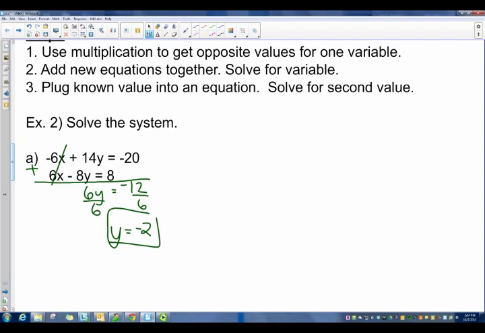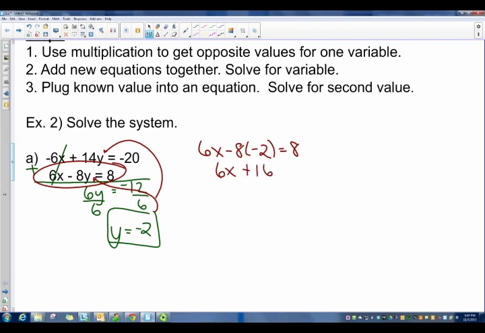Now, if you remember from up above, elimination or substitution took us a little while to find that first solution. For elimination, we've already found it. Now you take this negative 2 and you substitute it back in, and it doesn't matter where you substitute it. You can substitute it right there for y, or you can substitute it here for y. Either equation works. So I'll work with the second equation. So I've got 6x minus 8 times negative 2 equals 8, and from here it's solving the equation. So 6x, negative 8 times negative 2 is a positive 16, equals 8. Subtract your 16. Okay, so those cancel.